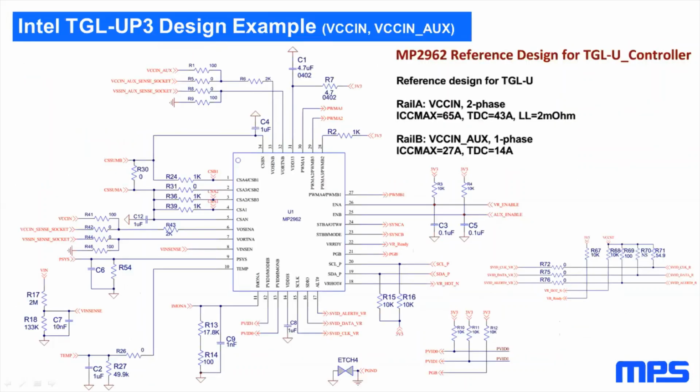So now, as promised in the agenda, we will have a look into our Tiger Lake UP3 reference schematic. In this design, the MP2962 controller has been used for VCCIN and VCCIN auxiliary generation. VCCIN is the IMVP9 SVID rail, and VCCIN aux is a 2-bit PBIT, a parallel bit rail, with 4 different voltage settings. As you can see, in principle, it looks like the schematic from the datasheet.